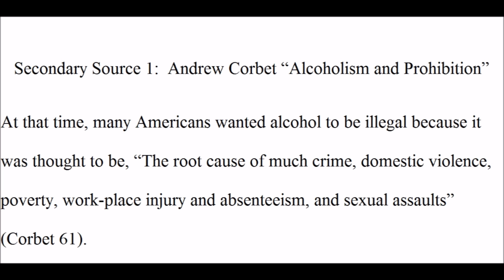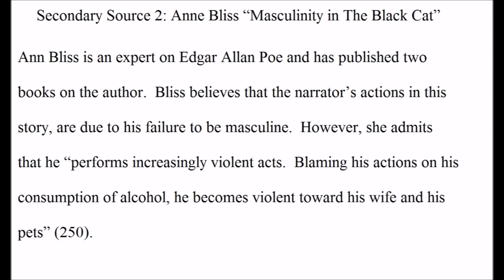I thought this was a great source to use because it's a secondary source, not about the particular story, which could be sometimes hard to find, but just about the historical background that helps us understand the story better. And here's her secondary source, number 2, Anne Bliss, Masculinity and the Black Cat.